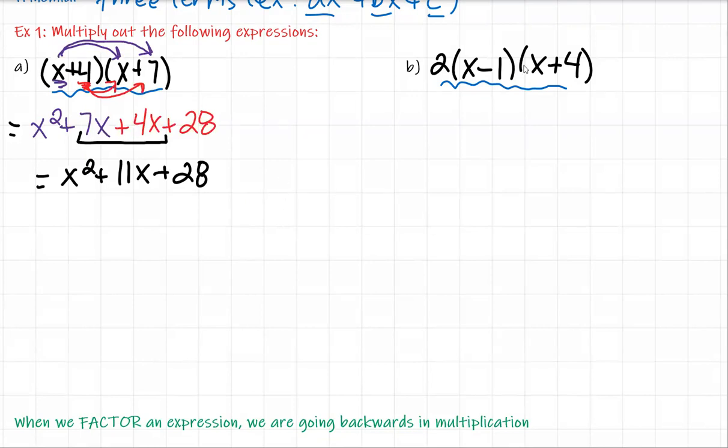All right, let's do the same thing with part B. We're going to go ahead and multiply that out. Here, we got to kind of be careful though, because we got to deal with an extra coefficient in the front. You can do this one of two ways.